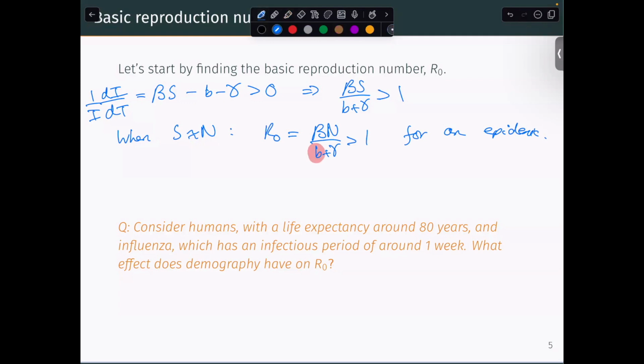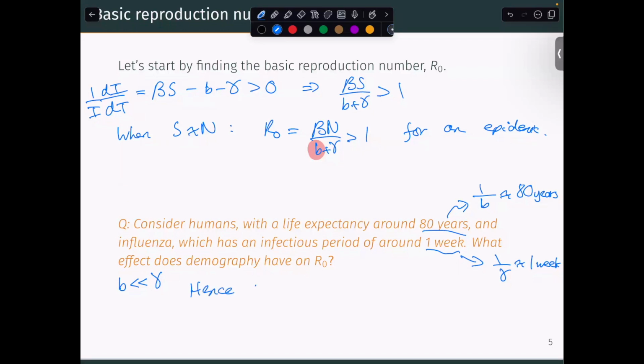So let's think a little bit about scale and think about something like humans, where we have a life expectancy of around 80 years. In other words, our 1 over b is going to be approximately equal to 80 years. And take something like influenza, which has an infectious period of around a week. So in other words, 1 over gamma is going to be approximately equal to 1 week. So it's pretty clear that our birth and death rates are going to have to be a lot less than our recovery rates.